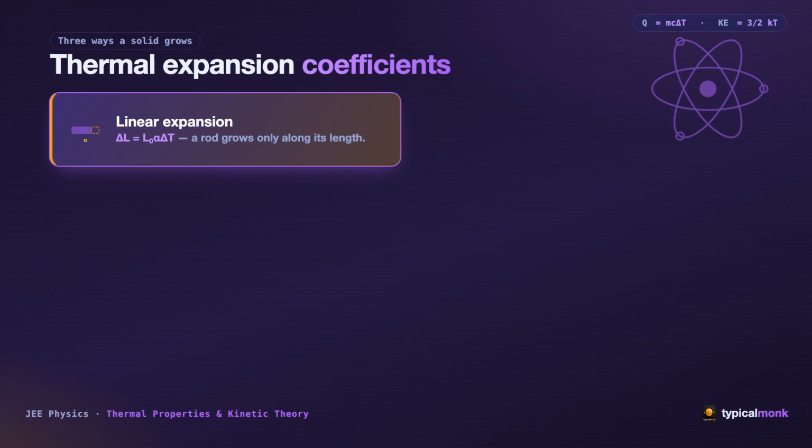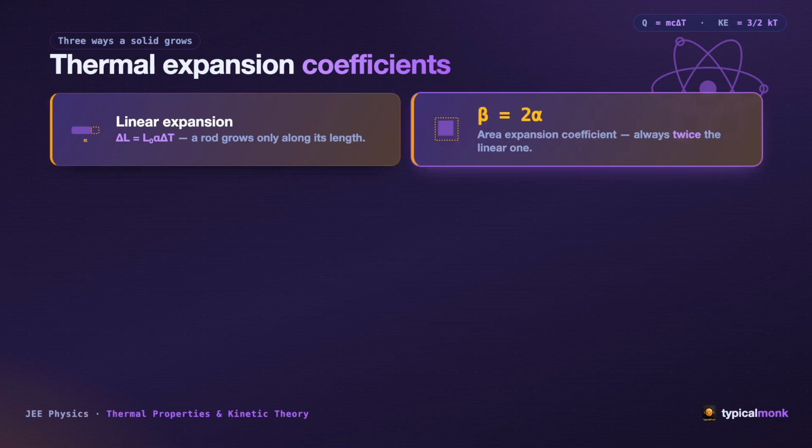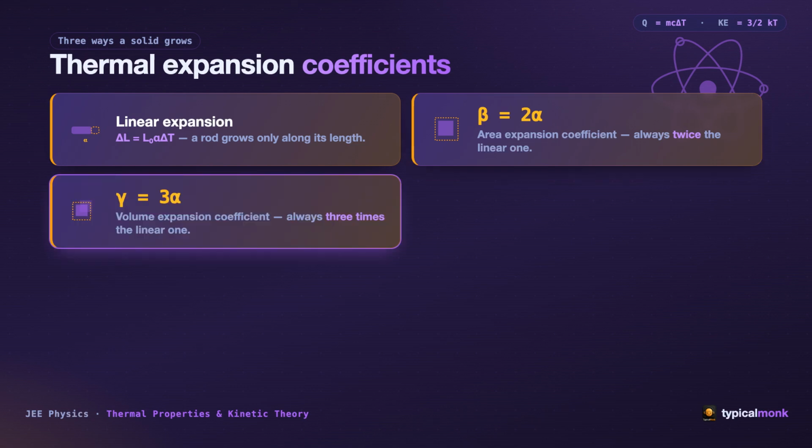Let us start at the simplest place, how a solid grows when it is heated. First, linear expansion. A rod grows only along its length. Delta L equals L naught times alpha times delta T. Second, area expansion. When a flat sheet grows in every direction across its face, its coefficient beta is always double alpha. Third, volume expansion. When a solid block swells in all three dimensions, its coefficient gamma is always 3 times alpha.